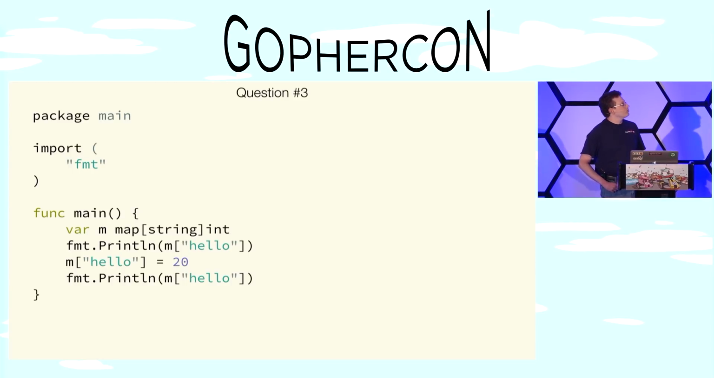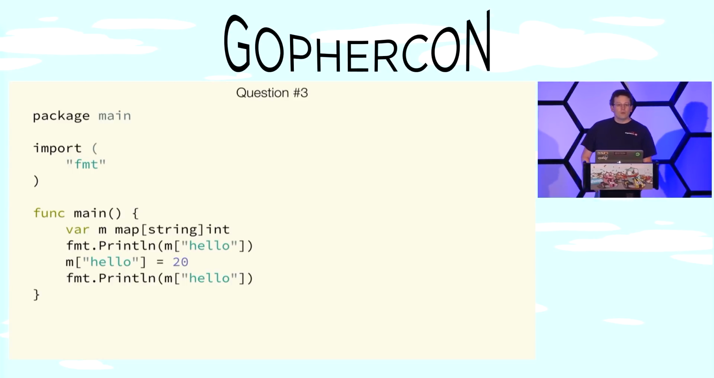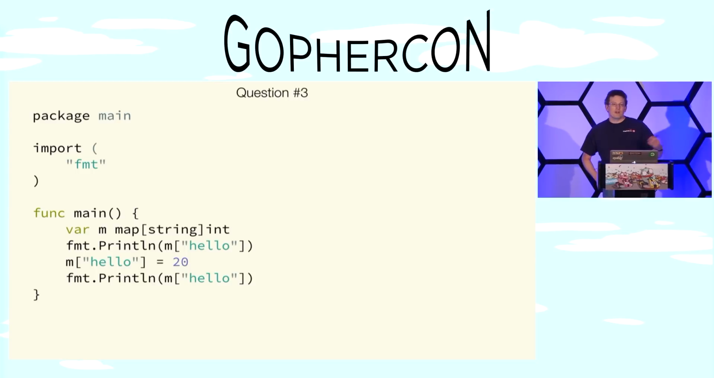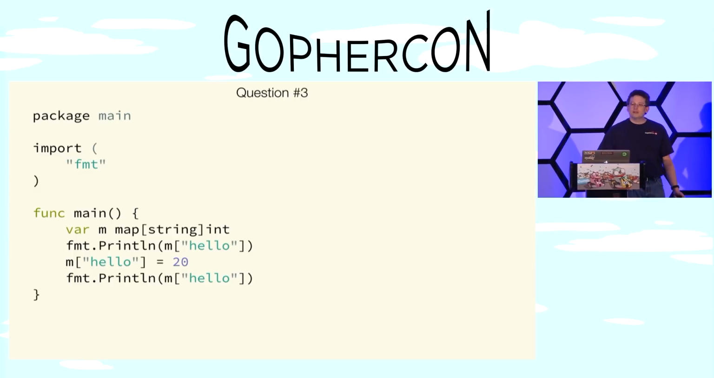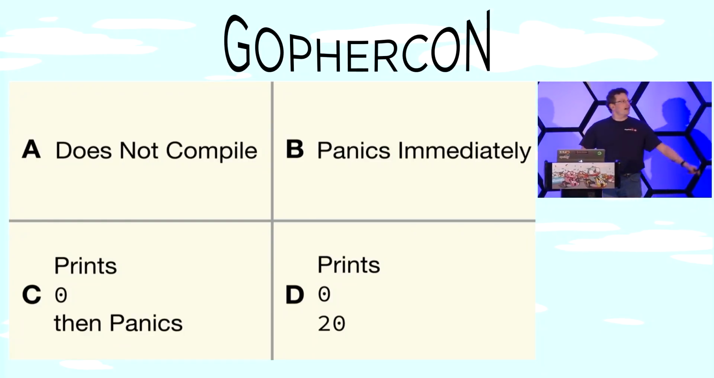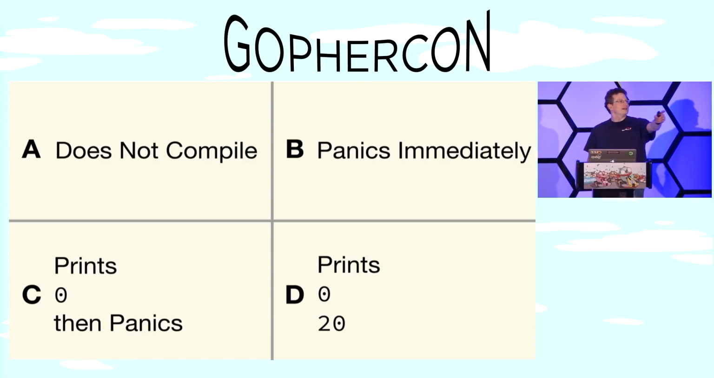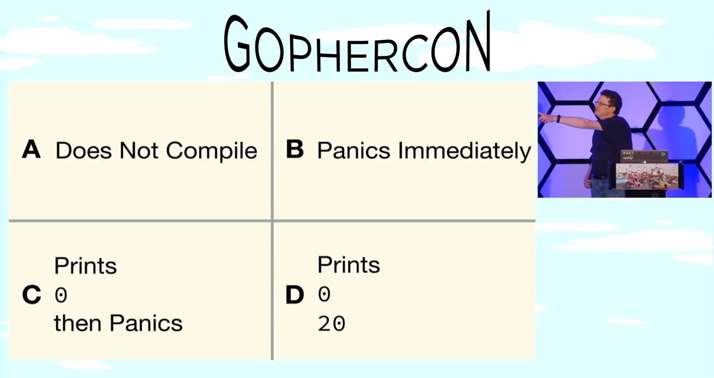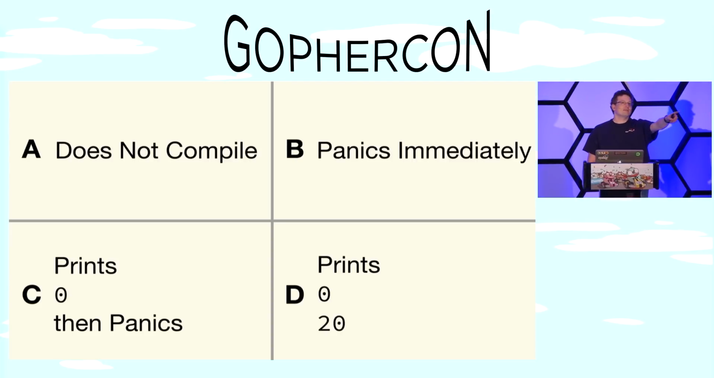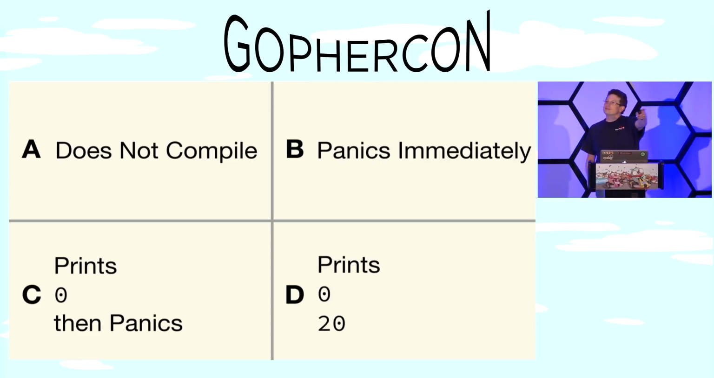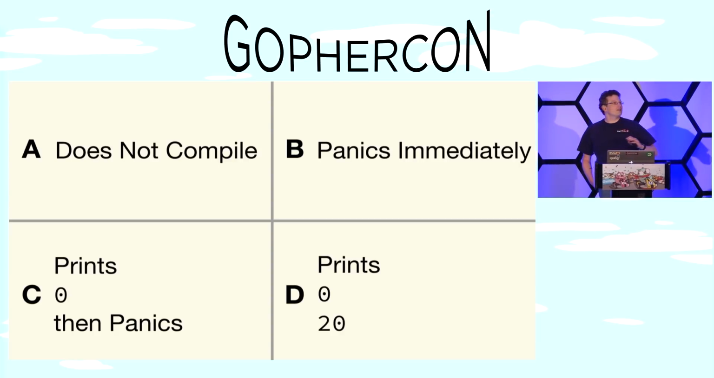What is this code going to print out? We declare a map. We read the value of hello from the map, we assign 20 to hello in the map, and then we read back the value for hello in the map. What is this going to do? Does this A, not compile? Who thinks this code is not going to compile? Anyone? Okay, B, who thinks this code is going to panic immediately? Any votes for panic immediately? Okay, got a couple. All right. C, who thinks it prints out 0 and then it's going to panic? Okay, and D, who thinks it prints out 0 and then prints out 20?